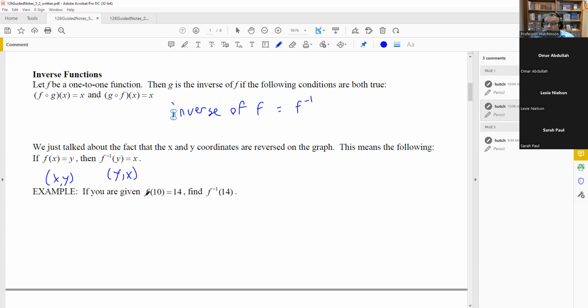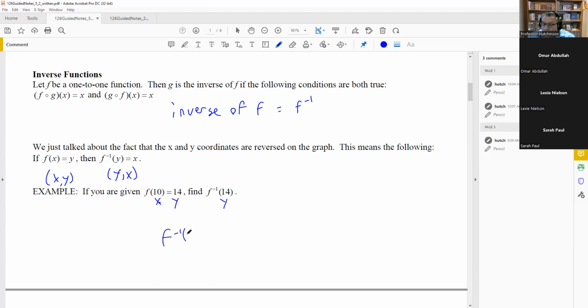And we can use that for this one right here. If you're given f of 10 equals 14, find the inverse of 14. Now, you don't have to actually know what that function is if you just use this definition right here. This definition is saying if this is x and this is y, then if you have a y here, that means the x value must appear here. So if I have f of 10 equals 14, that means this is the x and this is the y. If I find the inverse, that means this is the y, so this is going to be equal to the x value.